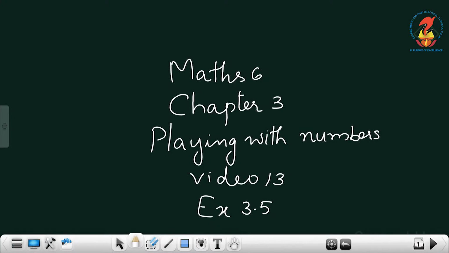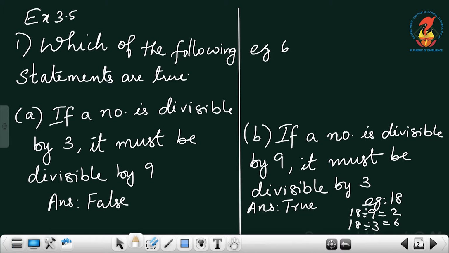Exercise 3.5. First question. Which of the following statements are true? The first statement is, if a number is divisible by 3, then it must be divisible by 9.